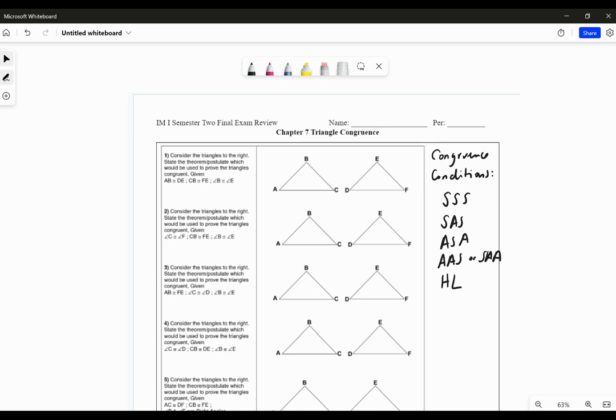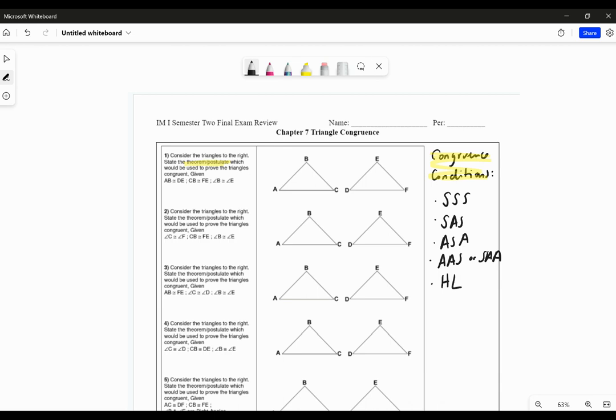So when they say, consider the triangles to the right, state the theorem or postulate, it's talking about these conditions over here, which are used to prove the triangles are congruent. So we are looking for the minimal amount of information we need to say that two triangles are congruent. Can we say that all the sides are congruent, the sides and angles, and so on? So we can use one of these to determine if our triangle is congruent.